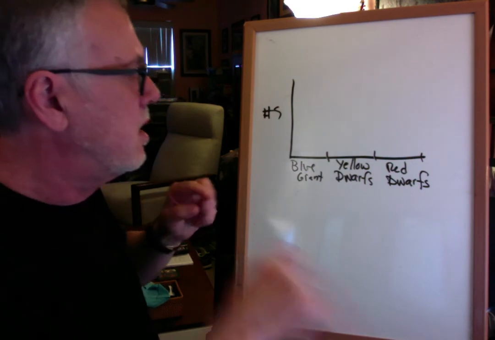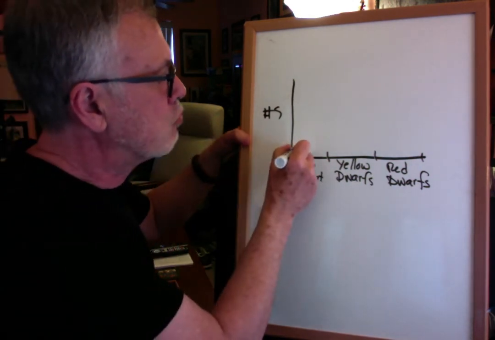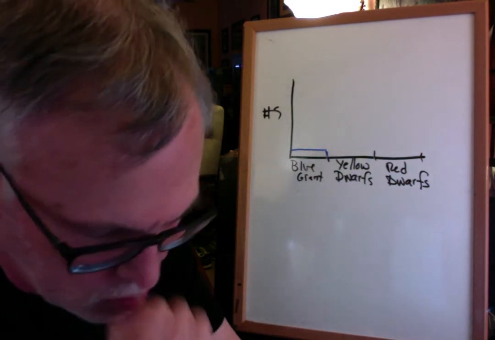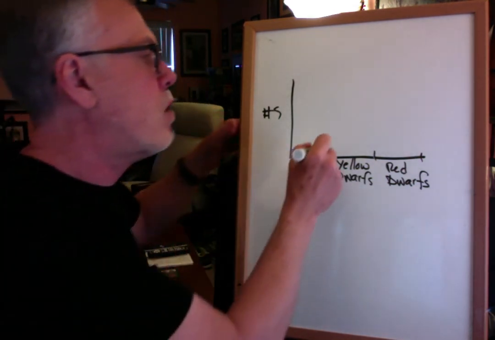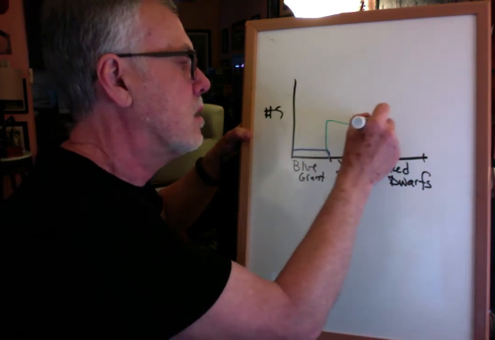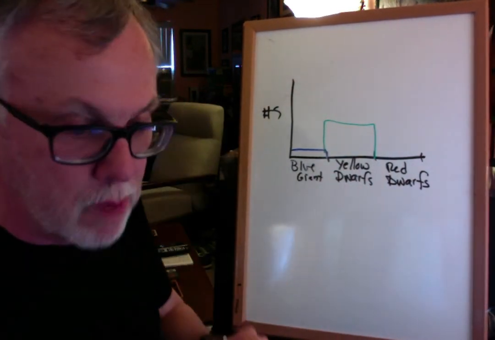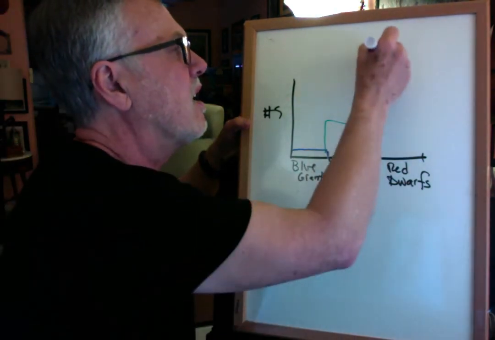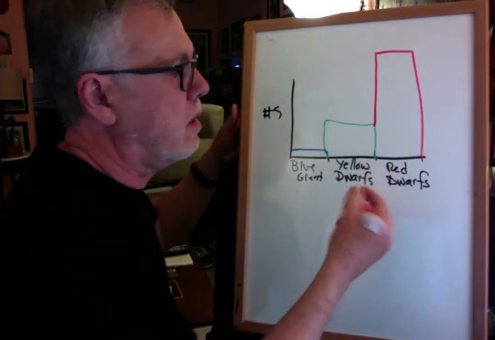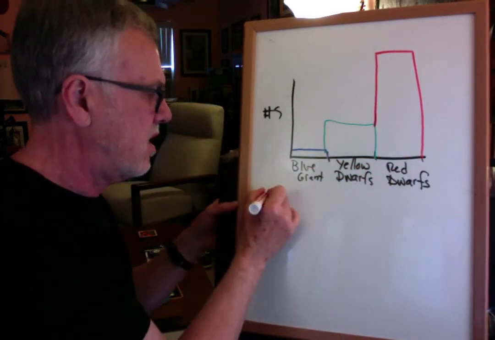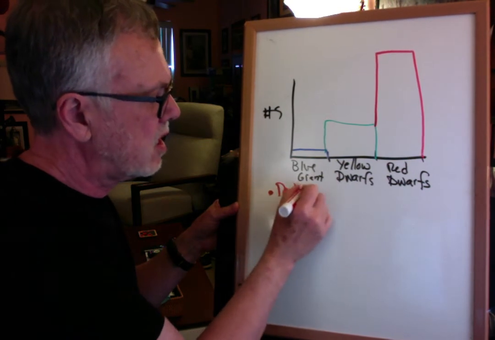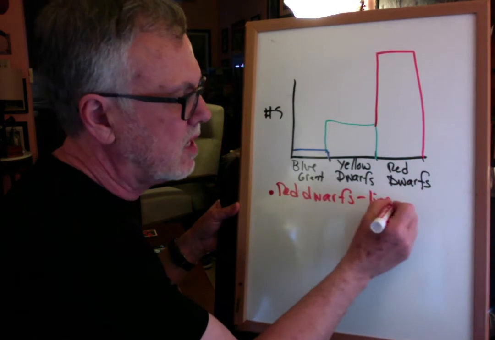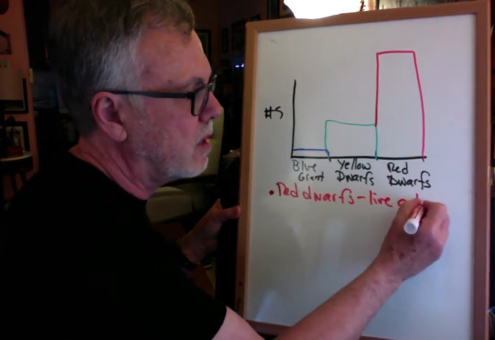It turns out that blue giants are actually very rare. That's strange. Turns out that yellow dwarfs are more common. But the most common stars are the red dwarfs. Why is that the case? Well, think about this. Red dwarfs, they live forever, it seems. They live a long time.